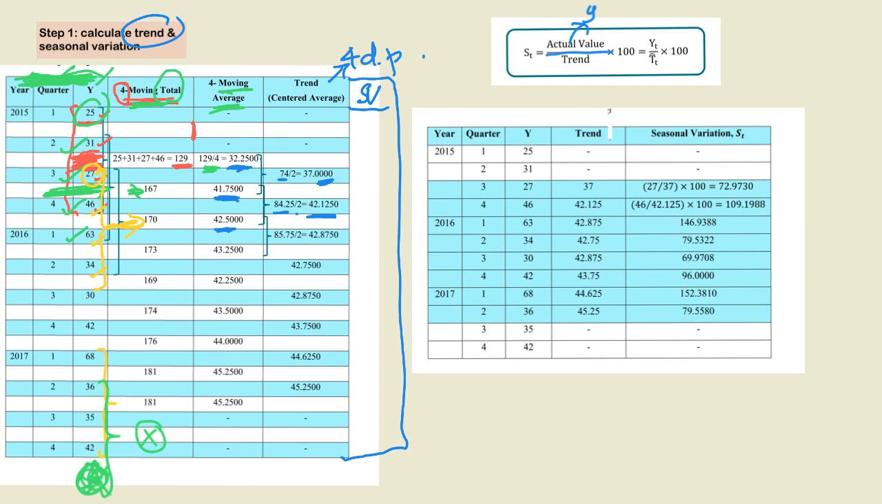So we have the y. So this is the y. But then for the first row, we don't have the trend, so you don't have to calculate. Second row, we don't have the trend value, so you just need to skip that row. So the third one, the third quarter, we have the value over here. So actually you just need to take y is 27. So over here we have 27 divided by 37 multiplied by 100. So this is how you need to calculate. So this is no value, no value, and this is also the same.